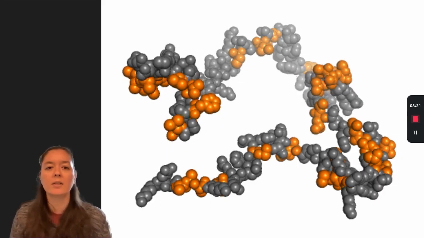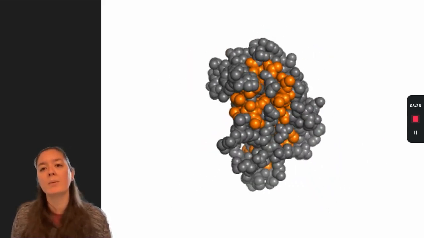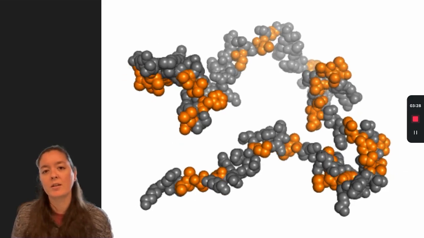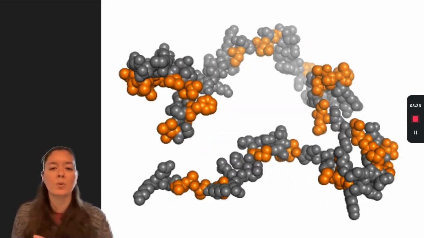Here's an interesting little GIF showing us how a protein might fold in on itself to give it a unique shape that will help it carry out its function. So here we see different pieces and they're kind of folding in on each other to form a unique shape.